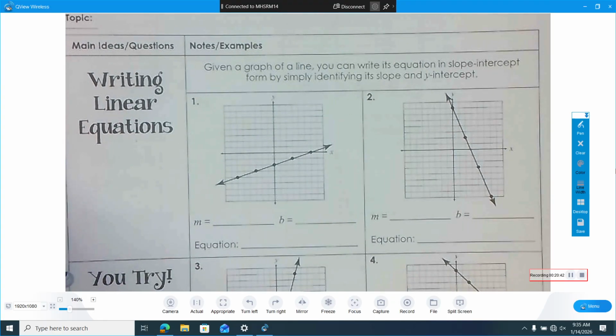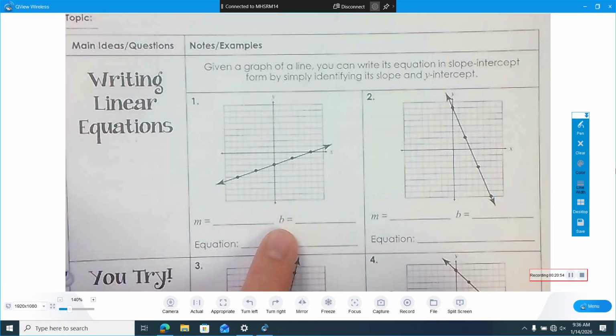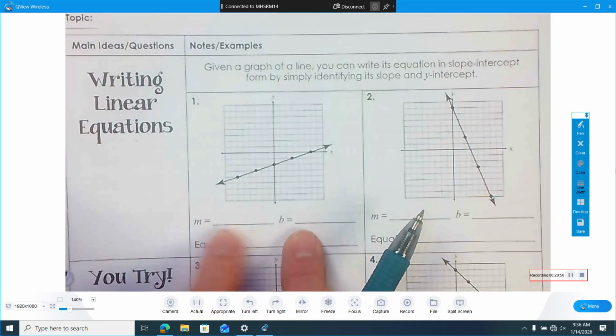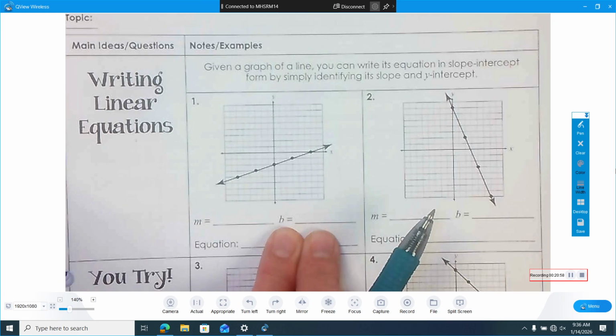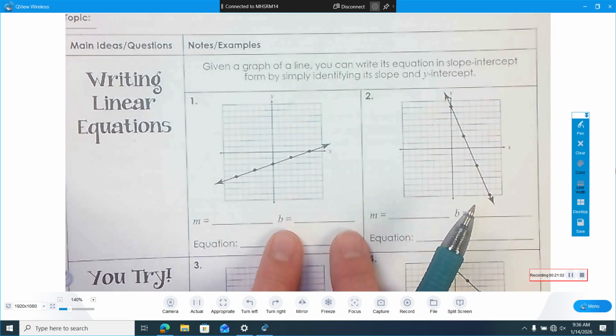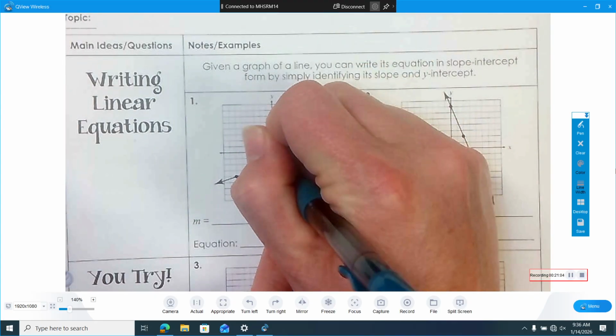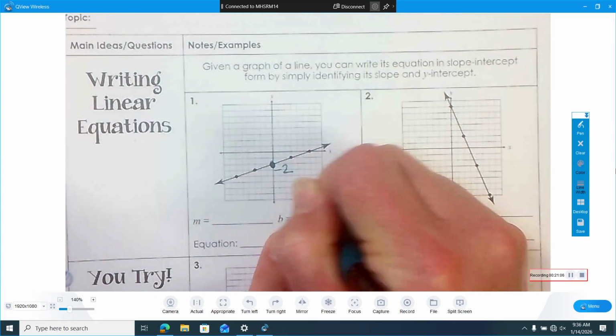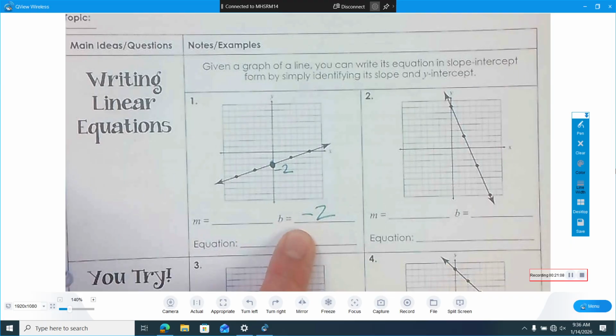Given the graph of a line, we can also write the equation. You guys caught on to graphing super quick. We want to be able to do it in reverse. Looking at this graph, we want to identify the slope and the y-intercept. Where is our beginning point? What does this graph begin at? -2. It begins right there at -2. So the b is -2.